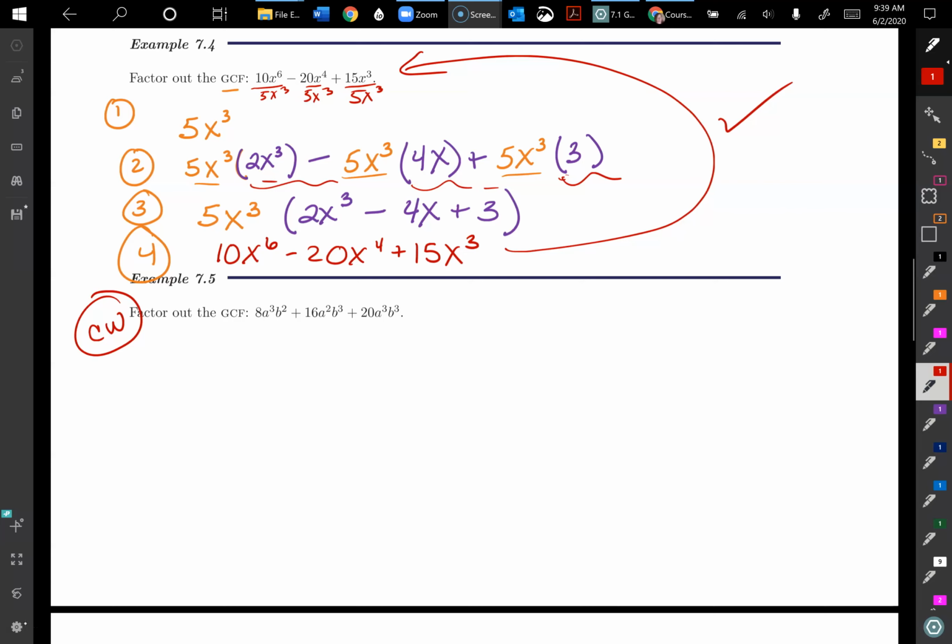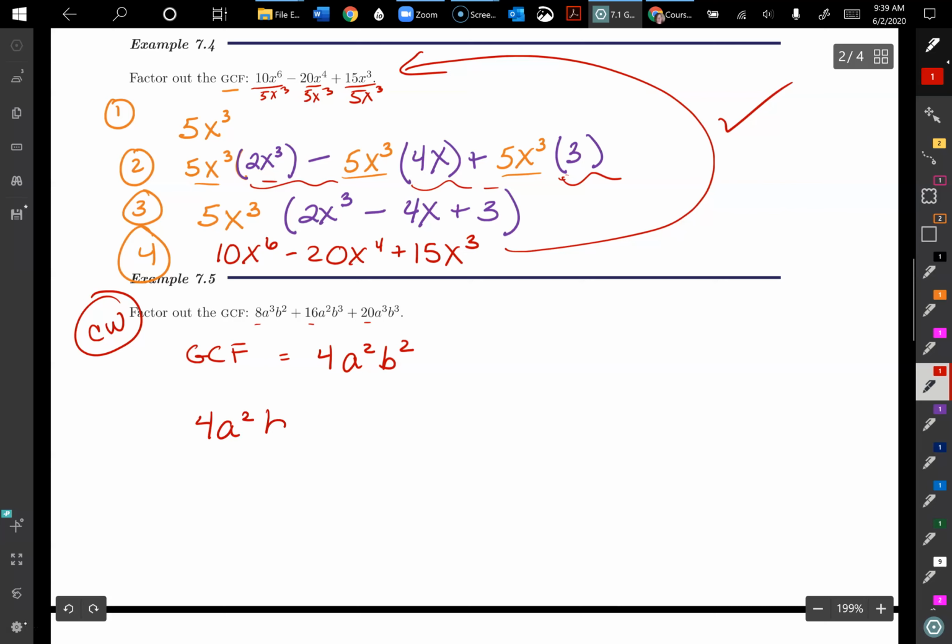Your GCF is the first thing we want to find. So GCF would be, let's see, we have an 8, 16, and a 20. So it's going to be 4 for the number part. We have an a cubed, a to the 2nd, and a cubed. So it's going to be a squared, smallest one. And then my b squared. Okay. So now I'm going to divide that in, that's going to stay 4a squared b squared.